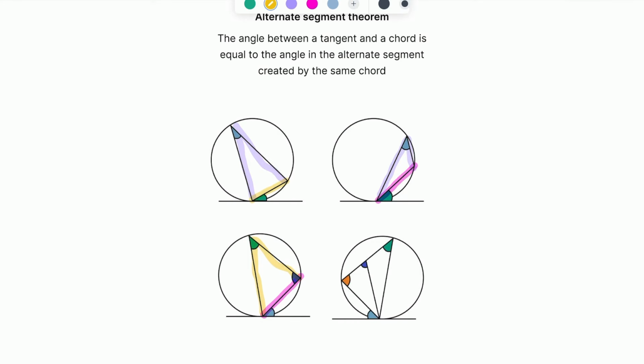And then the last one I've put in because it can really be a bit confusing. But again, step one, identify the chord. Hopefully that's easy. That's the chord there. And the chord is the one between that blue angle at the tangent. And what angle does that create at the circumference? Remember, it's the angle at the circumference. So it's that green one there.